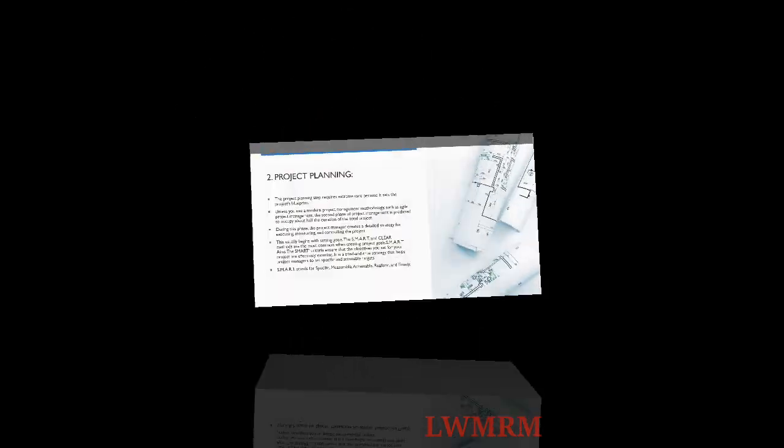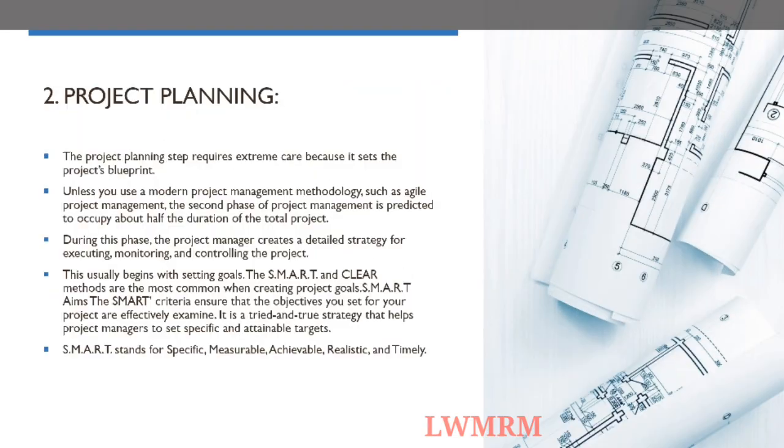2. Project planning. The project planning step requires extreme care because it sets the project's blueprint. Unless you use a modern project management methodology, such as Agile project management, the second phase of project management is predicted to occupy about half the duration of the total project. During this phase, the project manager creates a detailed strategy for executing, monitoring, and controlling the project. This usually begins with setting goals. The SMART and CLEAR methods are the most common when creating project goals.